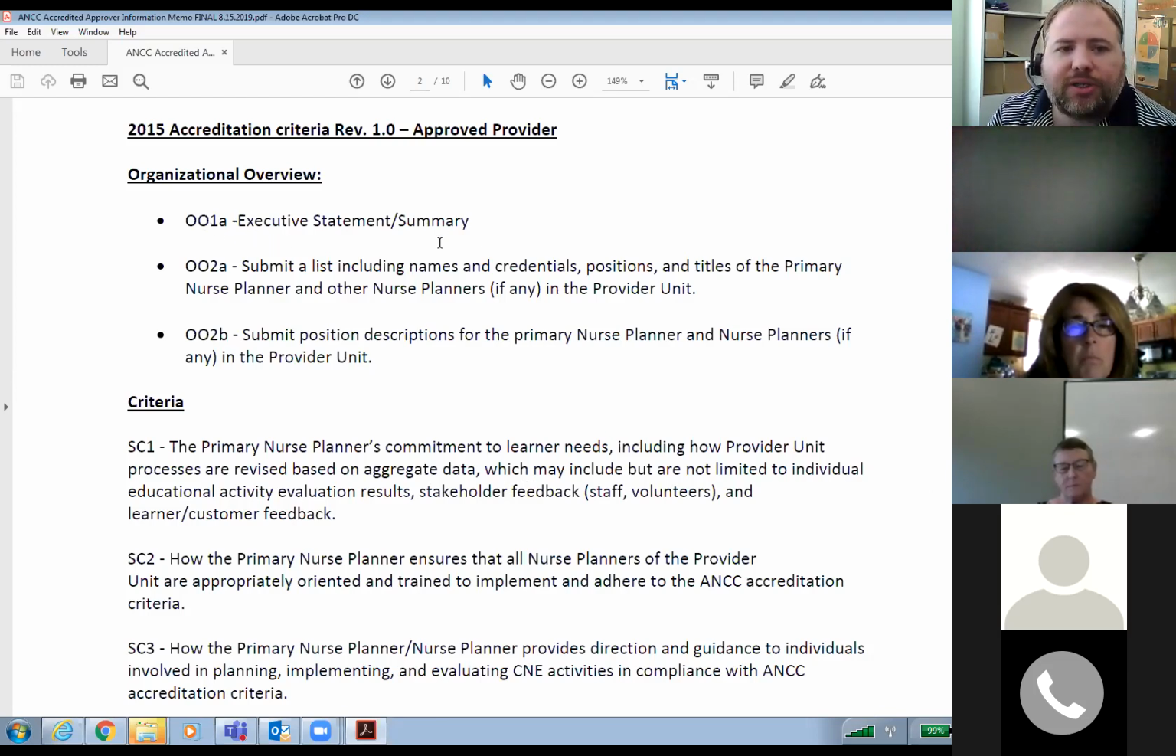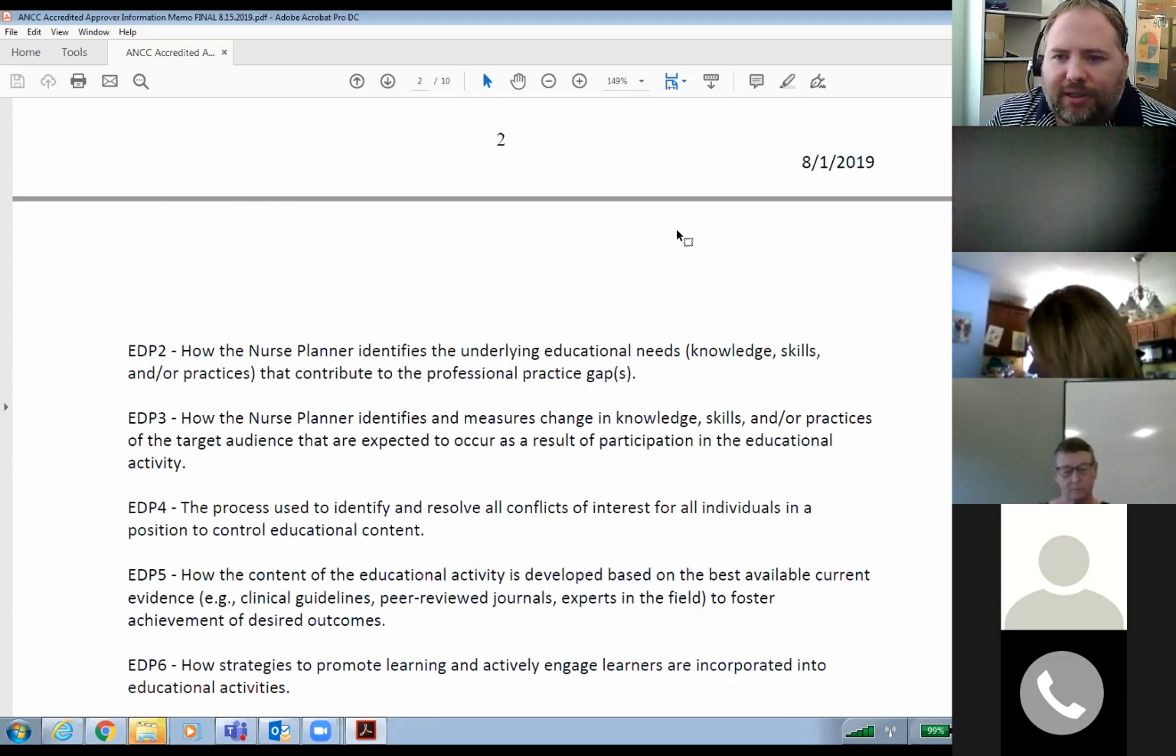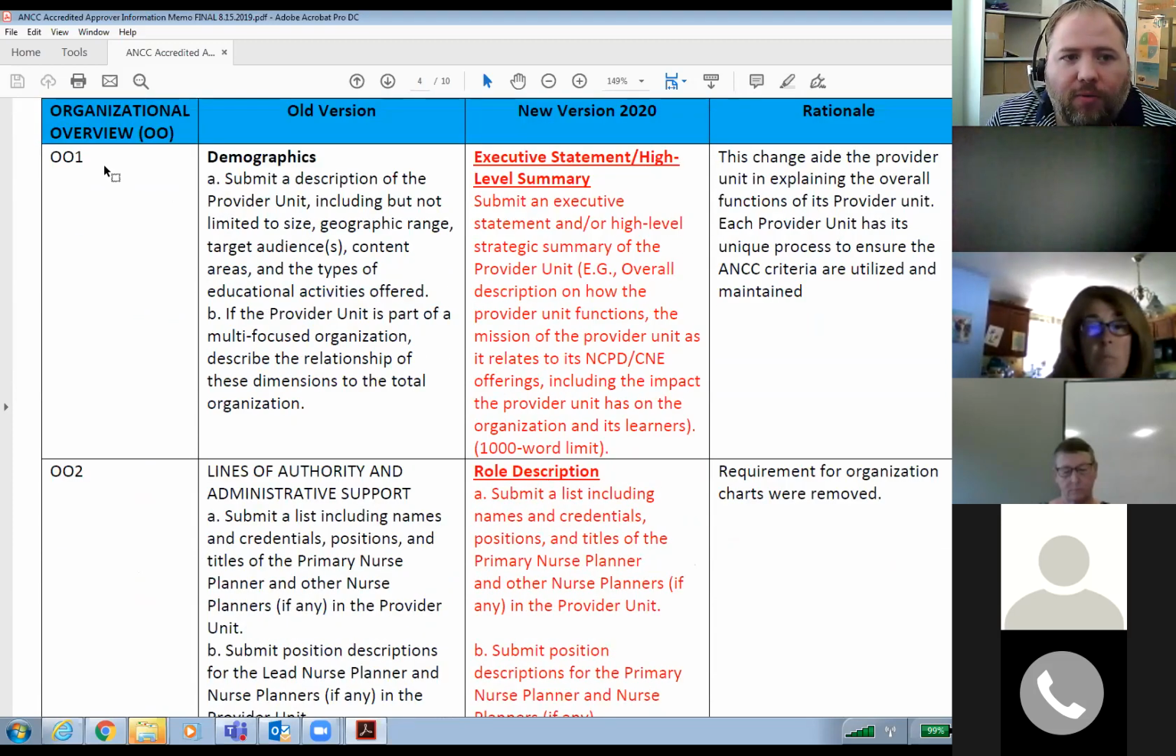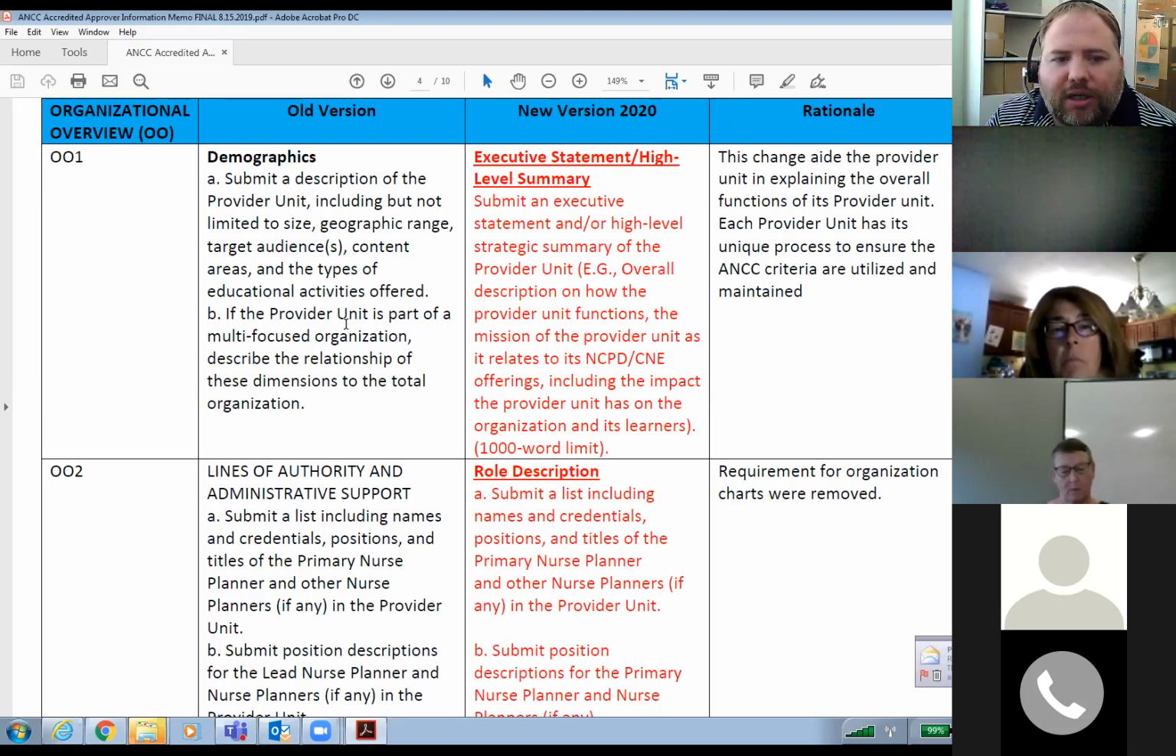So organizational overview, what has changed is we have 001A. I guess it would be easier if I go to the crosswalk. We have 001A, which is going to be an executive statement, high-level summary. So we are taking away all of the submit a description of provider unit, including but not limited to size, geographical range. It's still the same concept. We're just giving them a little bit more leeway on what they can write to us. Tell us about who you are, what you do, instead of having it talk about, are you part of a multi-focused organization, describe the relationship and all of that. We wanted to let them just tell us who they are. It used to be 001A and B, and now it is just 001A, and it is executive statement high level summary.